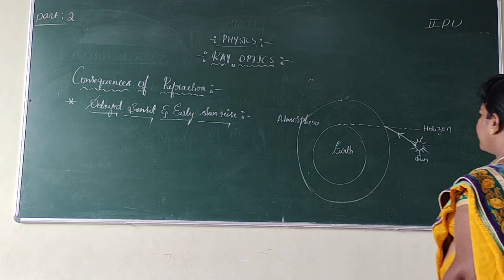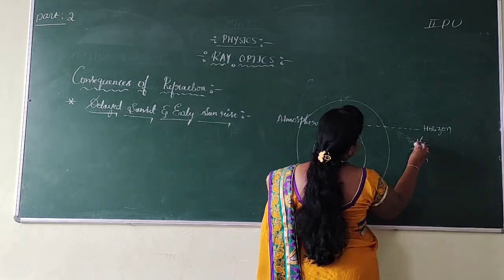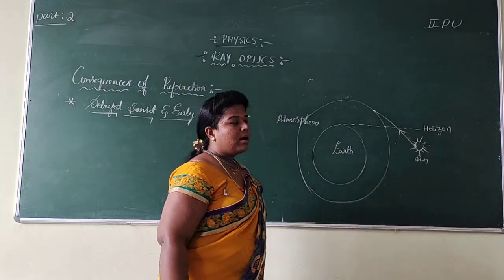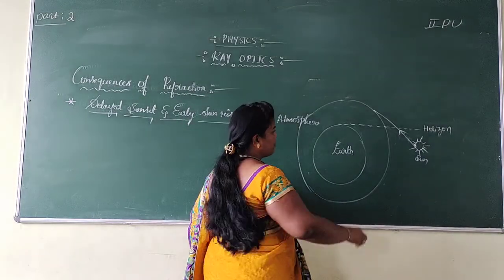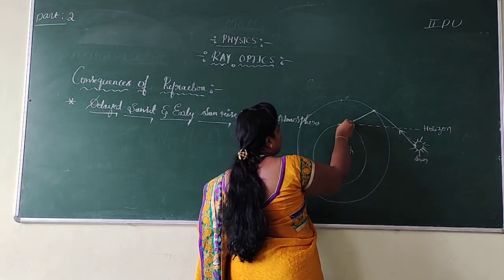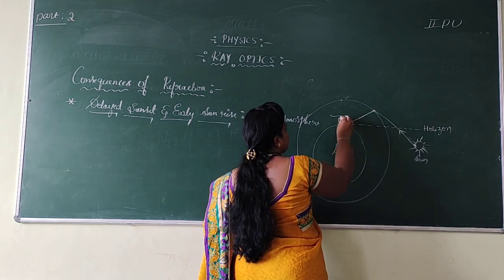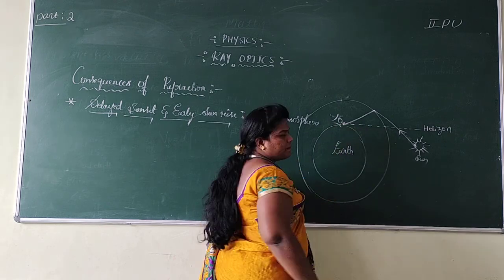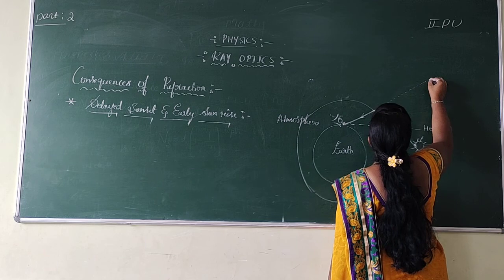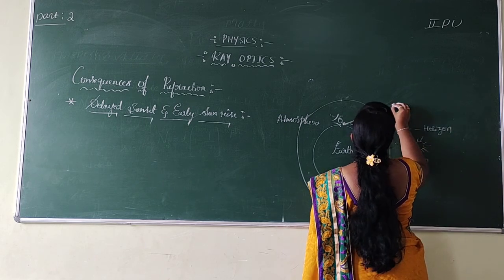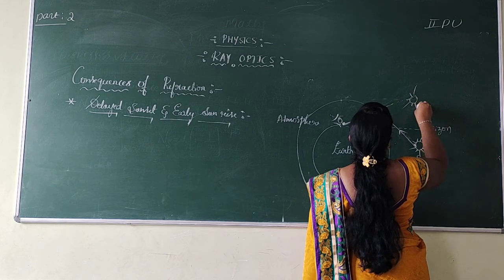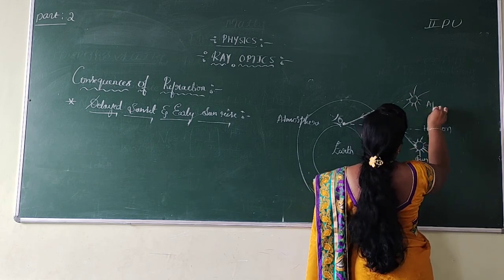Now I am just showing it for you, my dear students. Let us observe that the ray of light travels from the sun towards the Earth, and after refraction it bends towards the normal. Here the observer is present. If I extend this refracted ray, the sun appears exactly along the normal. This is the apparent position.